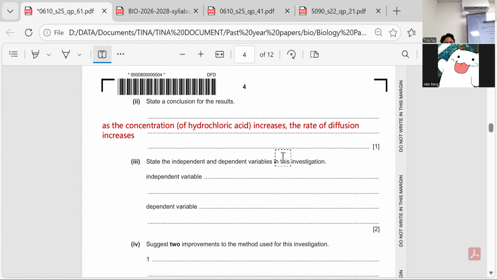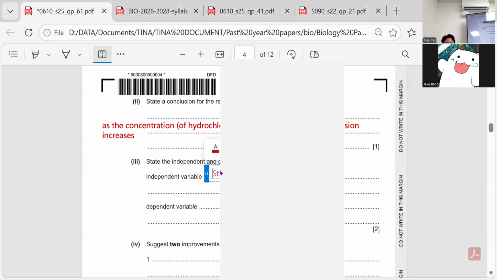Okay? State the independent and dependent variables. All right, independent is concentration, dependent is time for the solution to change color, or you can just write time. Okay?